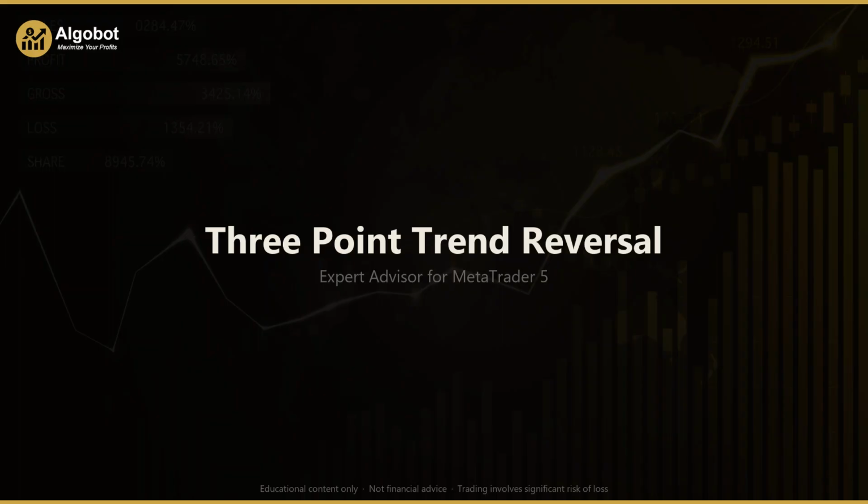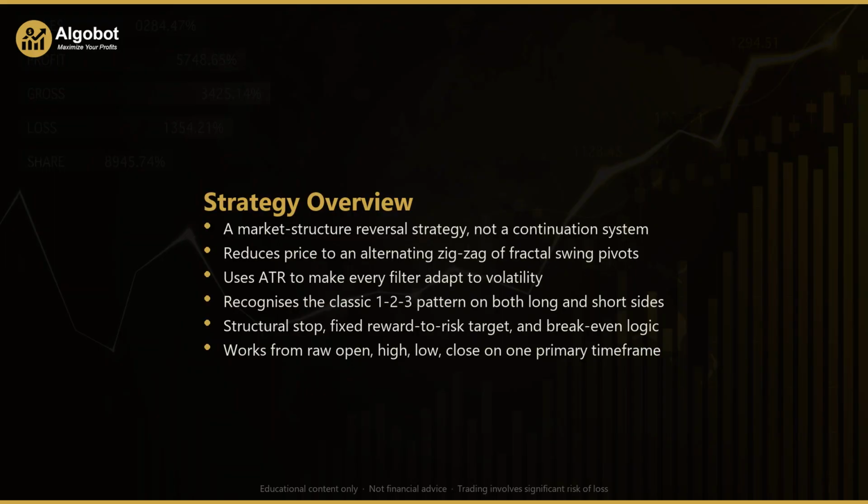I'm your host, and today we're examining an expert advisor for MetaTrader 5 called 3-point trend reversal. This strategy is a modern take on the classic 1-2-3 swing pattern, made famous by traders like Victor Sperandeo and Ross. Instead of chasing a trend that's already running, it patiently maps market structure and waits for the moment a trend appears to change direction. By the end of this video, you'll understand exactly how it reads swing pivots and how it decides when to act. So what exactly is the 3-point trend reversal expert advisor?